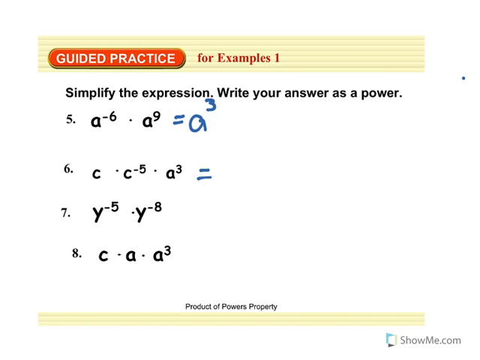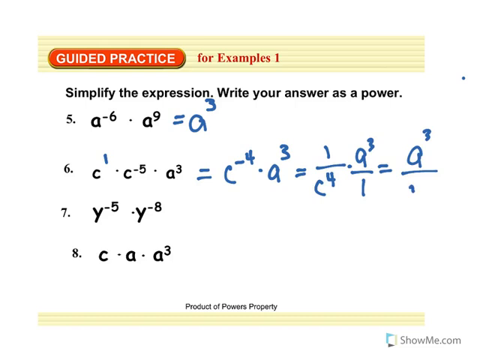This one gets a little tricky. So c has a power of 1. So what's c to the first times c to the negative fifth? Well, 1 plus negative 5 is negative 4, times a to the third. Can I go any further with this? Well, I guess I can write c to the negative fourth as 1 divided by c to the fourth, times a to the third divided by 1. So yeah, I can write this as a fraction, a to the third divided by c to the fourth.